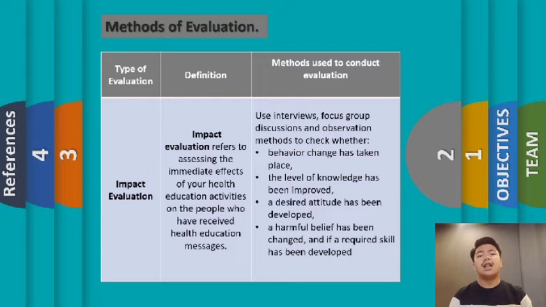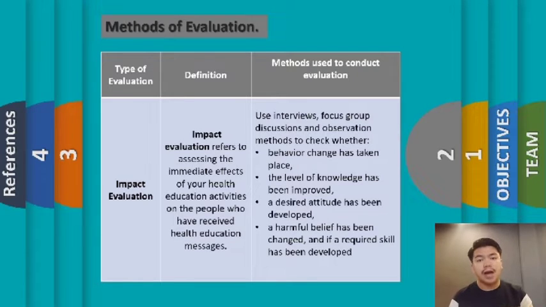So before that, let us define what is impact. So when we say impact, it is an immediate effect or change produced by an intervention. So usually the impact refers to the changes that you have observed after conducting your intervention. So usually in health education, these immediate changes may include changes in awareness, knowledge, attitudes, beliefs, skills, or any health-related behavior.